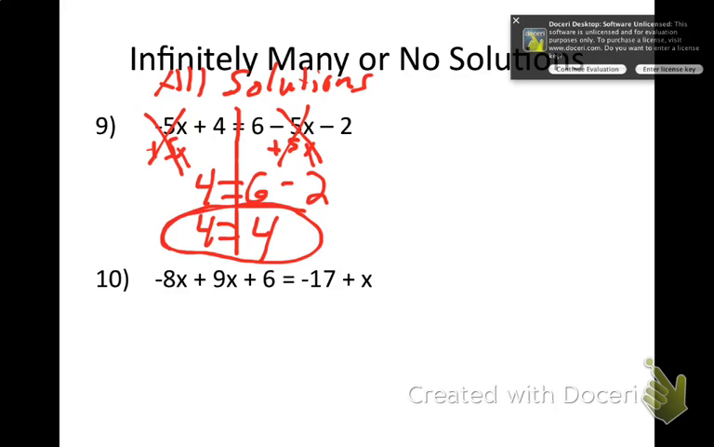Now I check. I have no variable, so I'm going to check here. Is that a true statement? 4 equals 4. It's a true statement, so my answer here is going to be all solutions.